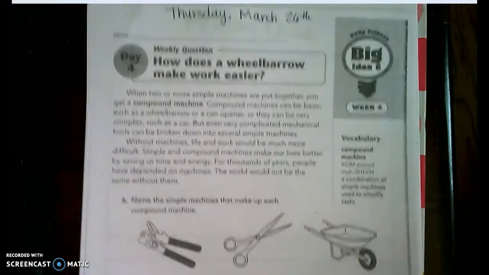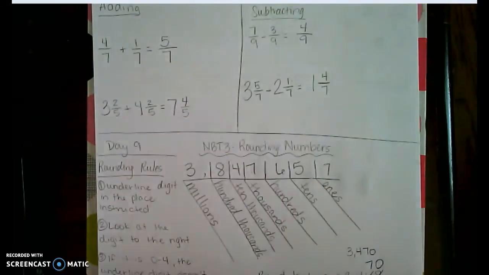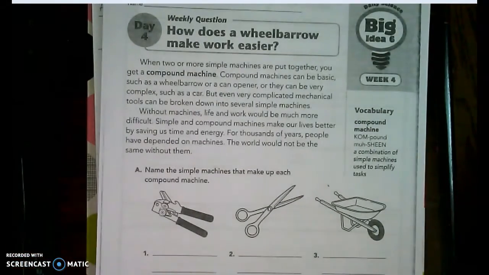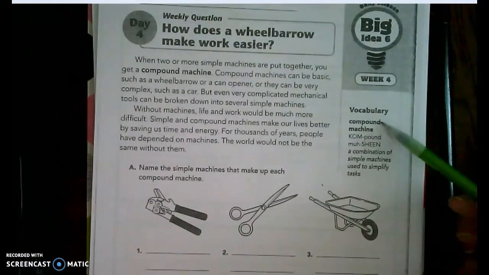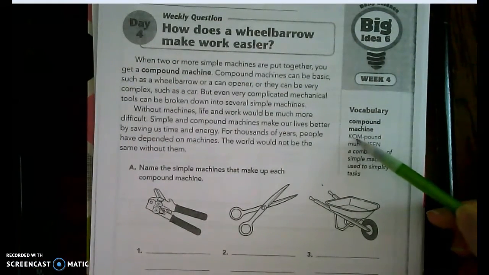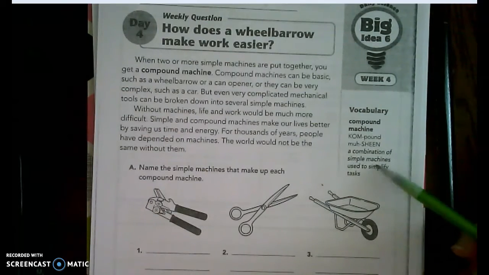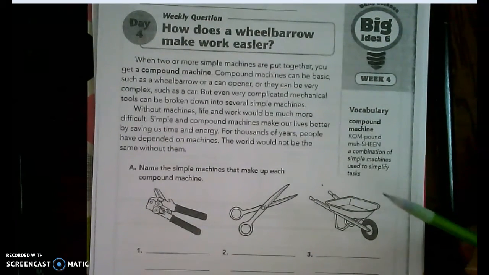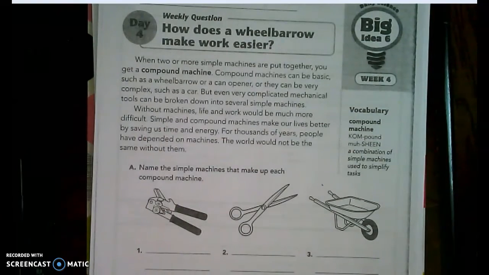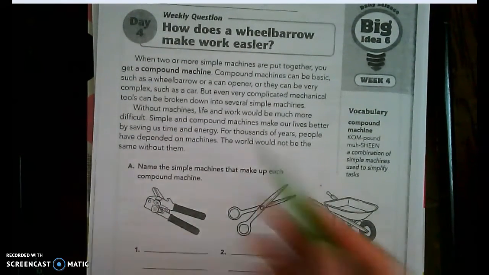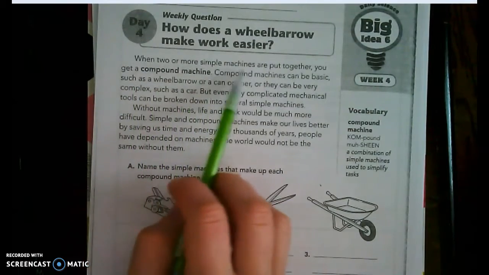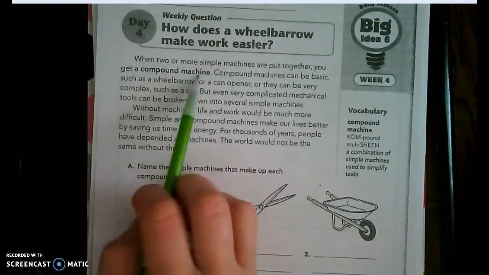I'm just going to read through this really quickly with you guys and then let you work on it on your own. Here's the vocabulary we have today. It's compound machine, and here's the pronunciation: compound machine, a combination of simple machines used to simplify tasks. Okay, so that's like more than one of the simple machines we've talked about. So maybe a wheel and an axle and a lever together. All right, when two or more simple machines are put together, you get a compound machine.